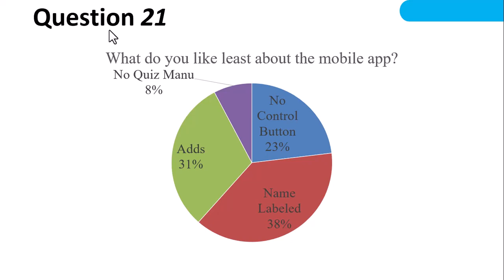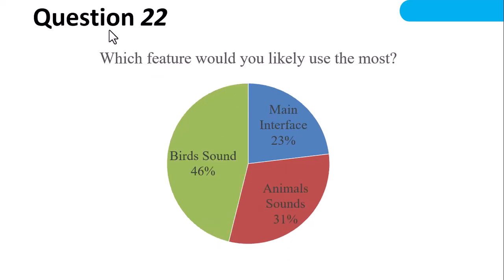What do you like least about the mobile app? Mostly people said that there is no labeled option, and after this, there are so many ads while using this app, like 31%. There is no control button, 23%.